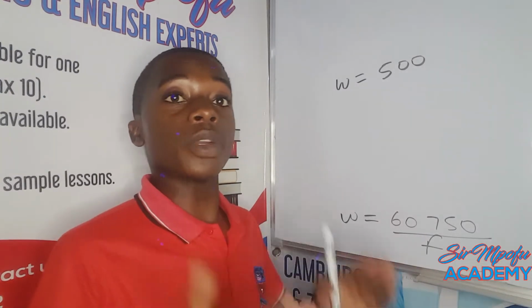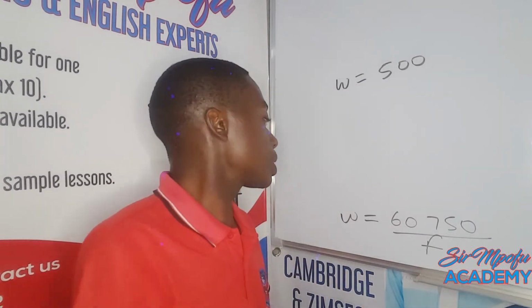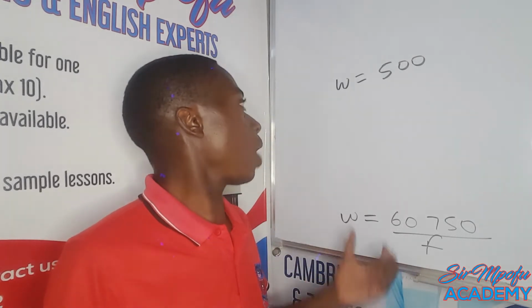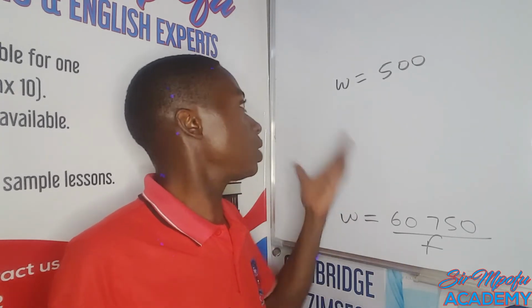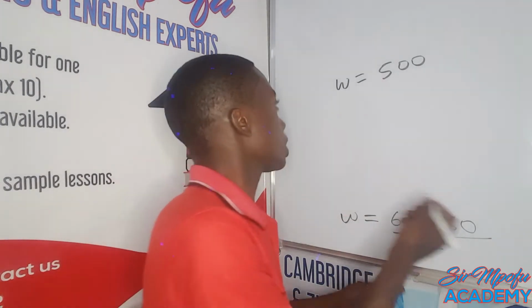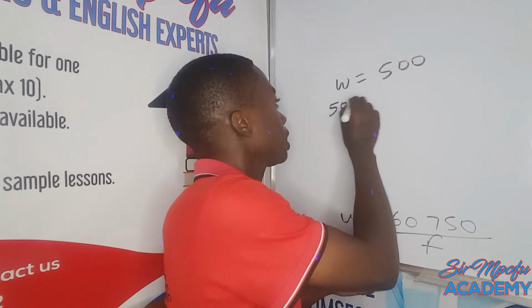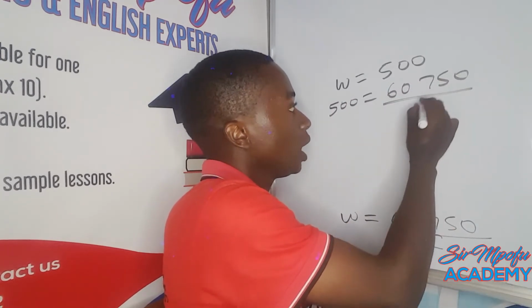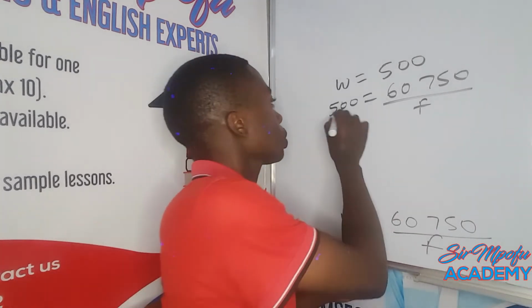Remember, anything else you are going to ask, you are going to use the equation connecting them, or the formula, to find the value. So now find the value of f when W is equal to 500. We'll just substitute into this equation, then we'll get our answer. So W is 500. It will be 500 is equal to 60,750 over f. What's next? We're going to do cross multiplication here.